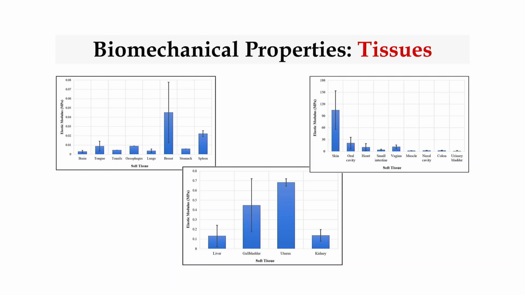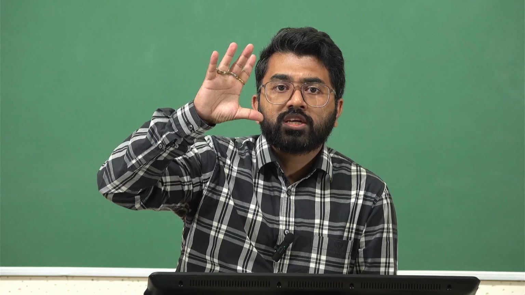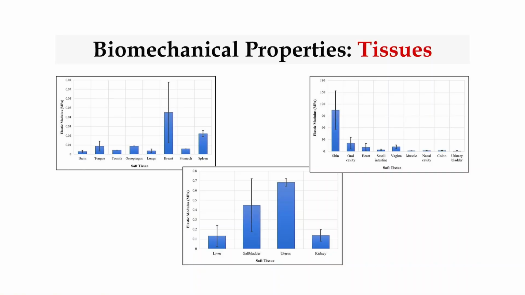So these are medium grade softness tissues. Out of this, you are looking at liver, gallbladder, uterus, and kidney. One thing to note here is wherever you see a huge error bar, the I kind of symbol, that means the properties vary a lot from one person to another. Like uterus properties do not vary a lot. That's what it means. Liver properties vary a lot.